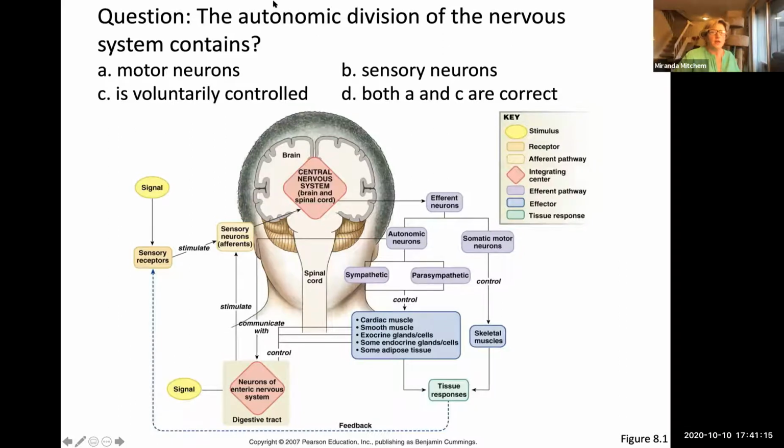So looking here with a question, we're looking at the autonomic division of the nervous system. What does it contain? We've got motor neurons, sensory neurons, under voluntary control, or are both A and C correct here? So we're looking at the autonomic division. So let's go right here, division of the nervous system. It has nothing to do with motor neurons. So A, we can eliminate right away. So that also eliminates choice D since A is there.